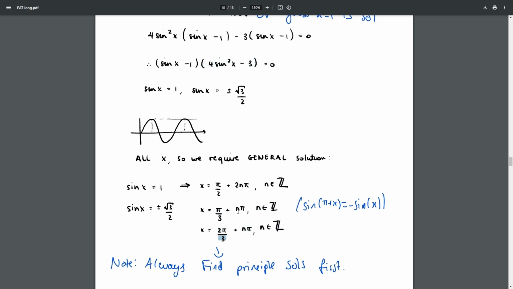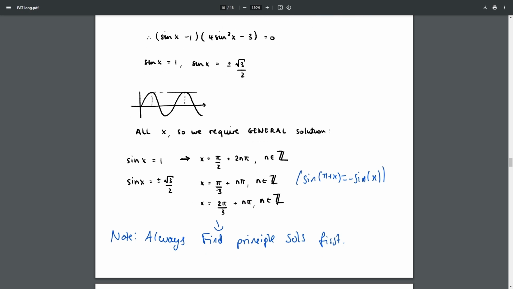And then we can actually just add pi to these across all integers, because sine of pi plus x is minus sine of x. So adding pi is going to hit the negative solutions as well. You could also write this in terms of the negative principals plus 2 pi, and then you'd have an extra 2 pi n going on, but this is neater, so that's why we do it like this. But you'd get marks for doing it the other way as well.